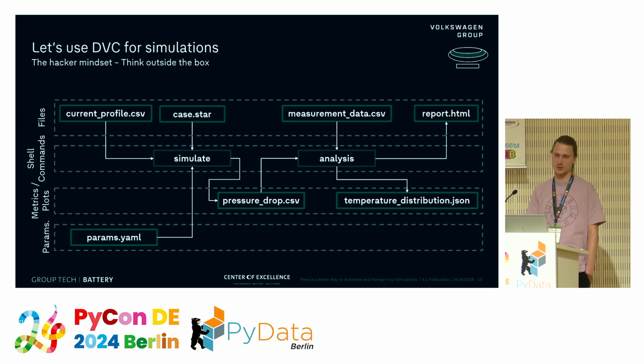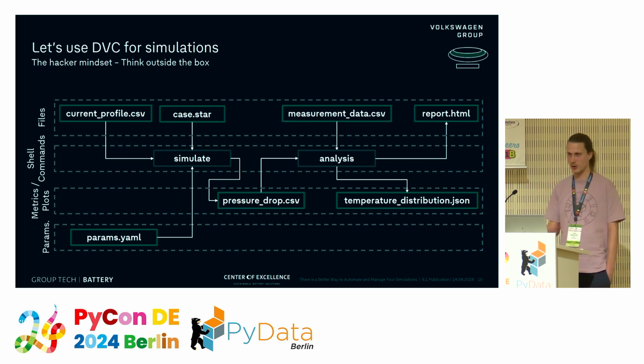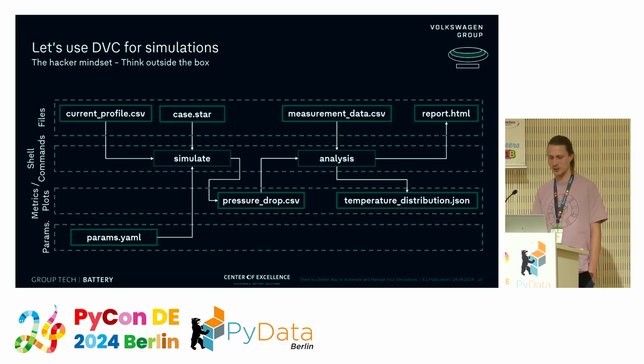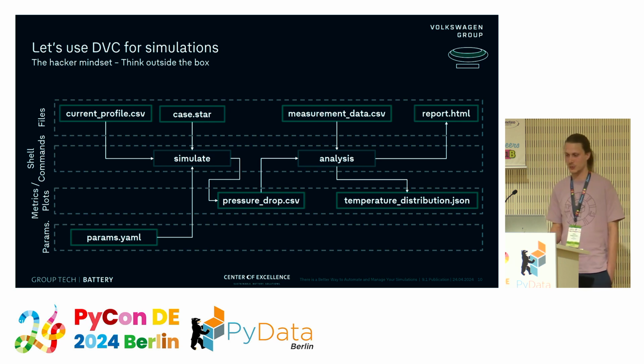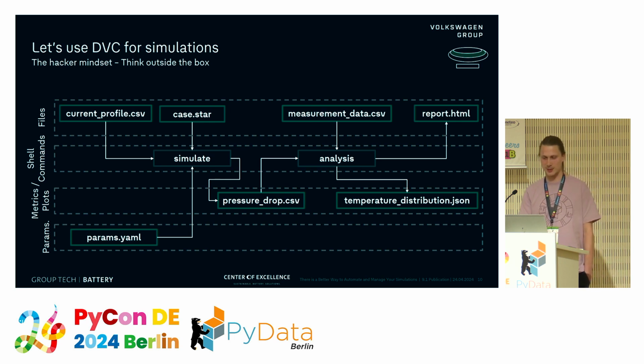We compare this to the measurement data we already got from an experiment, and we output the temperature distributions for all of the cells, and we get a report as an HTML. So this is just a generic example to show you DVC better.